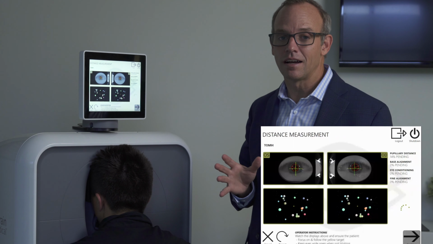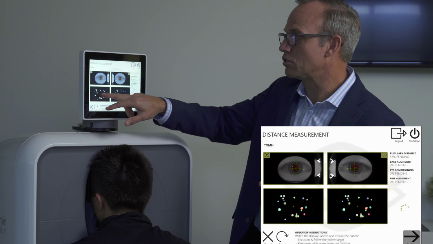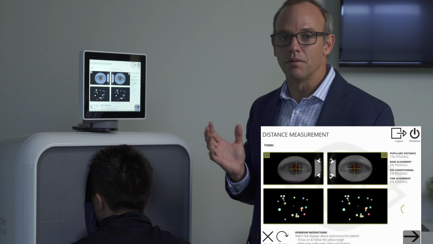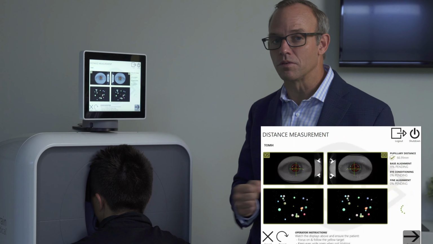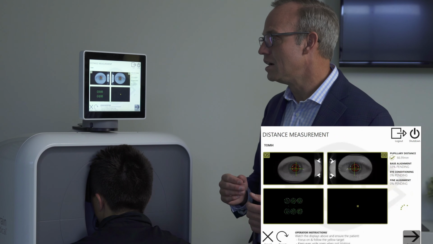The system's entirely objective, so the patient is always instructed to look at the target. So they're seeing a target throughout the test. The eye tracking system itself determines the direction of gaze so that we always know the measurement's objective. That's how we're able to get a more repeatable measurement.